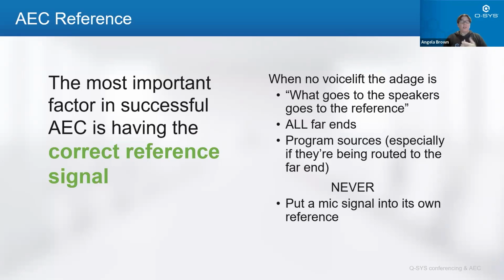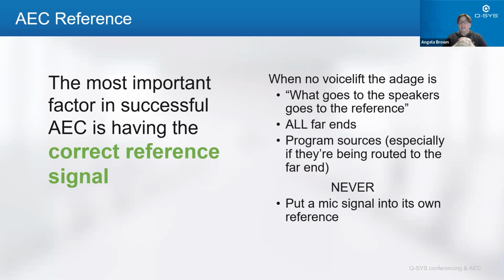Other things, let's see. All the far end audio definitely needs to be part of your reference. And if that's what's coming out of the speakers, again, that's going to give you a good result. We want to make sure that program sources that are also routed locally out of the speakers are also in your reference. So generally you're going to come up with some kind of a mix for your reference. But, to me, the closer you can put that reference signal to what's going out of your DSP, the better off you're going to be and the fewer artifacts you're going to have. Placing a microphone signal into its own reference is bad.